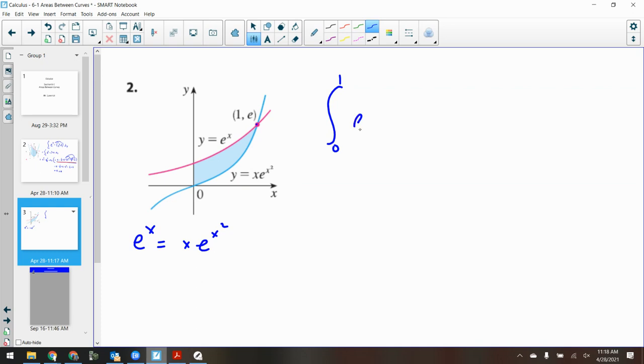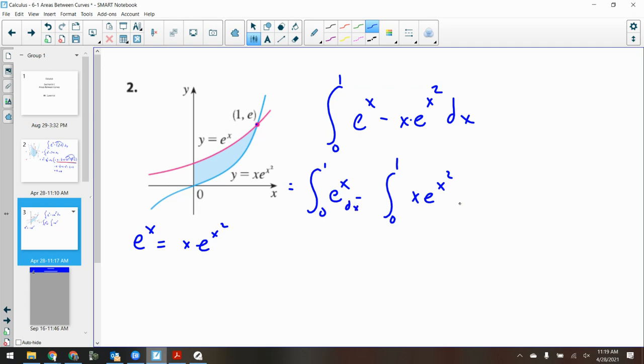All right, now we do top minus bottom: the integral of e to the x minus x e to the x squared dx. Now, I don't want to perform the integral on the entire thing. Why? Because that second piece has that u substitution going on. So I'm going to break it apart: the integral from 0 to 1 of e to the x minus the integral from 0 to 1 of x e to the x squared. And I forgot my dx's.